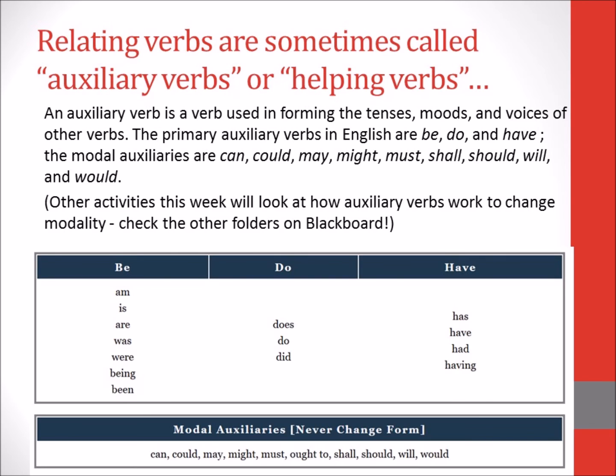So if we're thinking about be, we're thinking about am, is, are, was, were, being, and been. Doing, do, does, did, and have, has, had, and having. Of course, these ones will often work with another. Let's put them together.